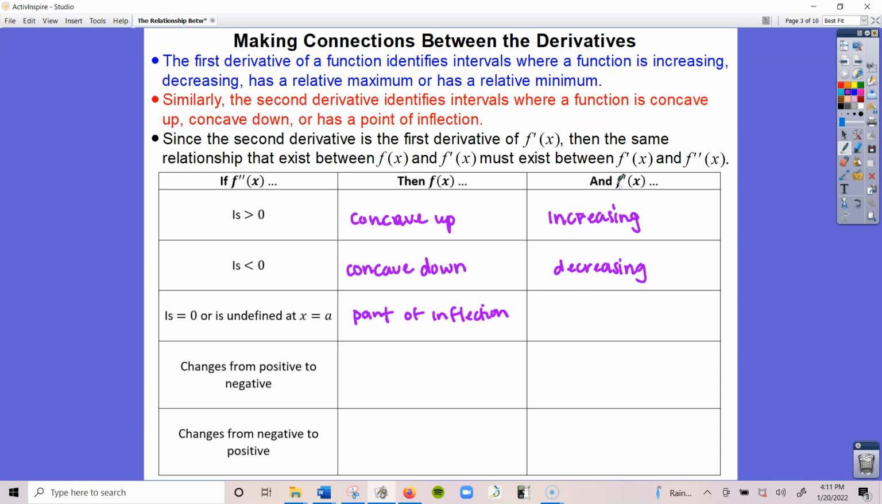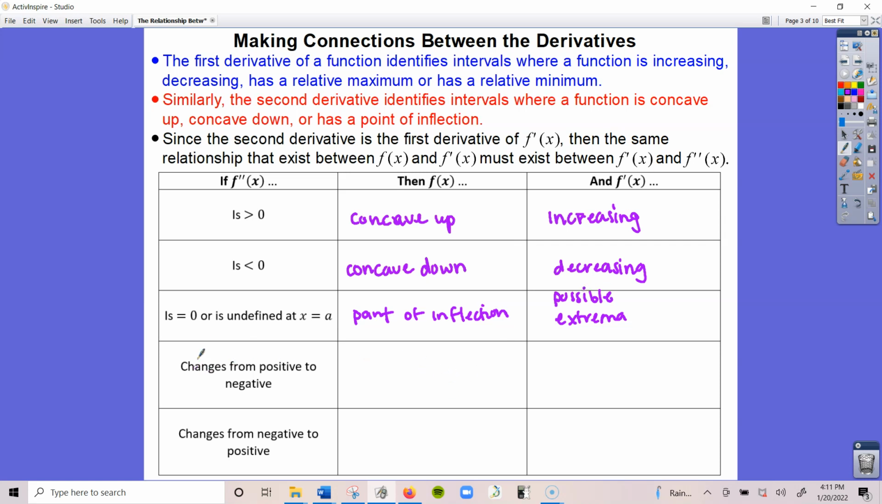And in terms of f prime, if f double prime of x is equal to 0, think of your first derivative. When your first derivative is equal to 0, that usually means that we have some kind of extrema. So that's what that is here. If your f double prime is 0, then my first derivative has some kind of extrema. Or rather, I'll say possible extrema, because it has to change signs.